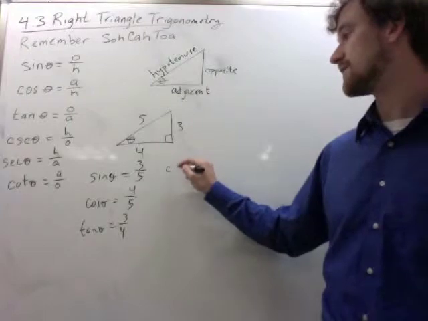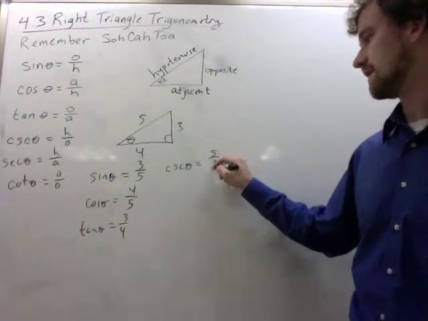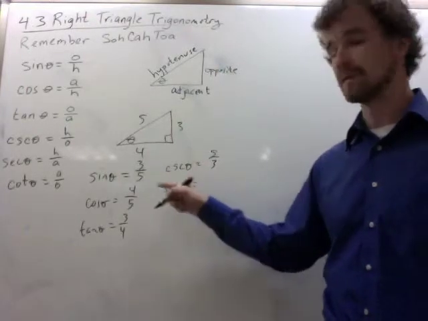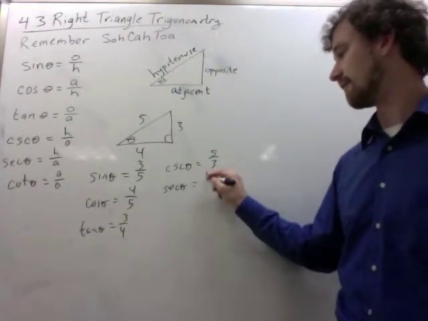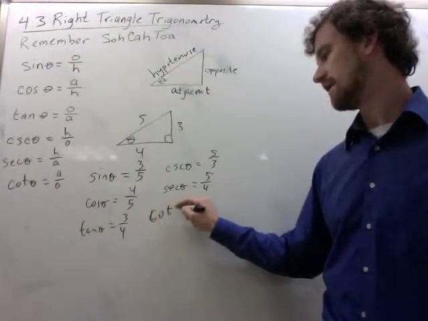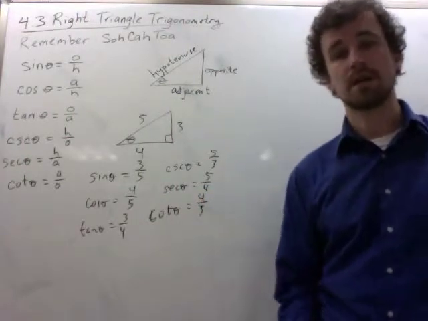The other three are just reciprocals of those. Cosecant is the reciprocal of sine, which is 5/3. Secant is the reciprocal of cosine, so it's 5/4. And cotangent is the reciprocal of tangent, so that's 4/3.